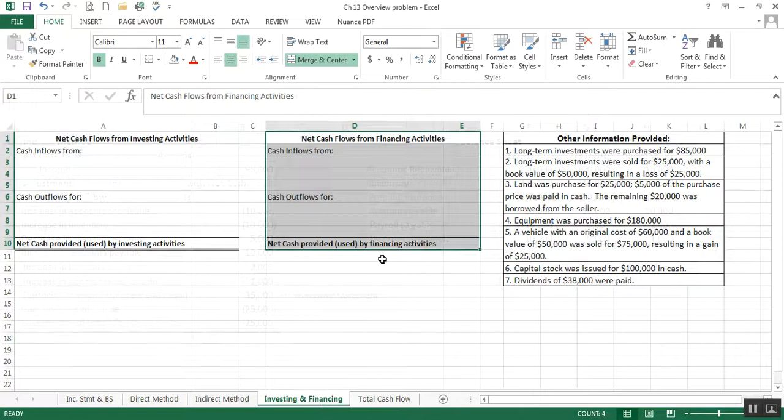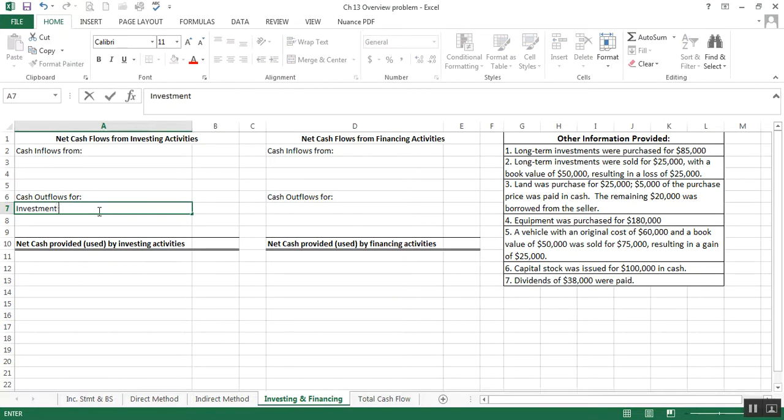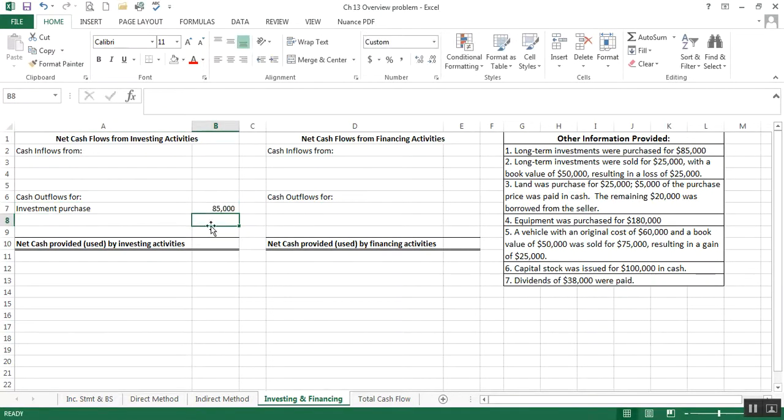Now let's look at what we do for our investing and financing activities. Okay, so under other operating information, we see here that the company had a long-term investment that was purchased for $85,000. Well, it's an investment, so that's going to go under investing activities, and we bought it, so that's going to be an outflow. So investment purchase, and it was for $85,000. And that would be an outflow.